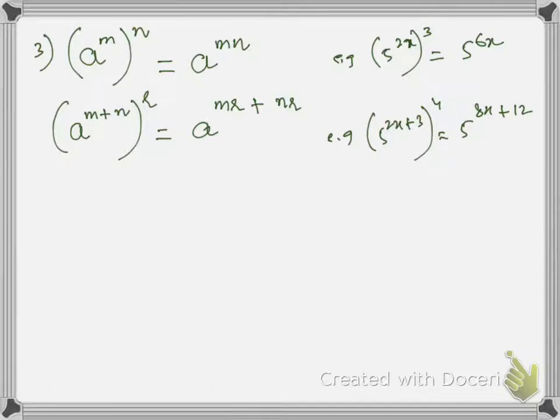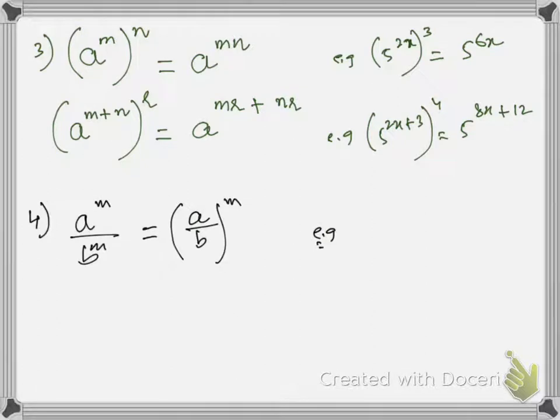Rule number 4. According to rule number 4, when the bases have the same power, then we can take the power common, like a upon b whole power m. Example, if we have 2 power x upon 3 power x, we can write this as 2 upon 3 whole power x. Rule number 5.